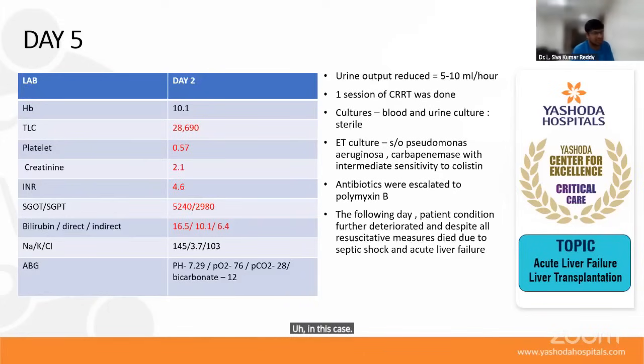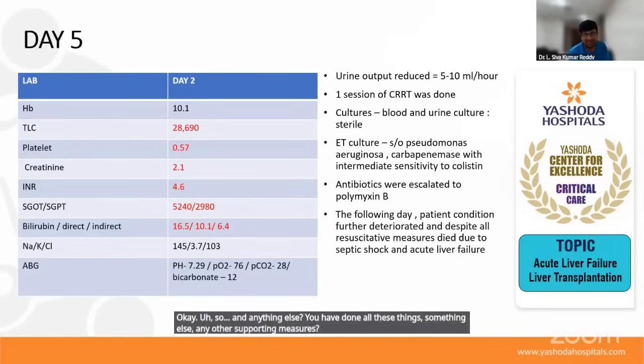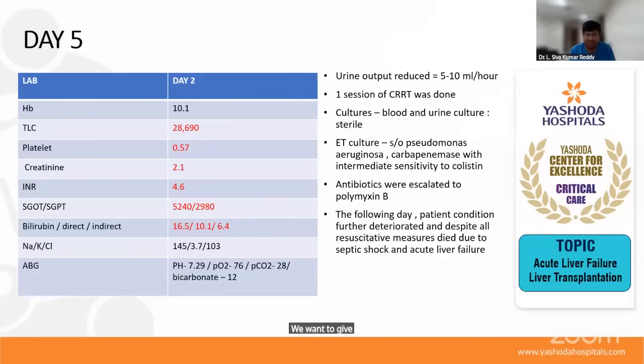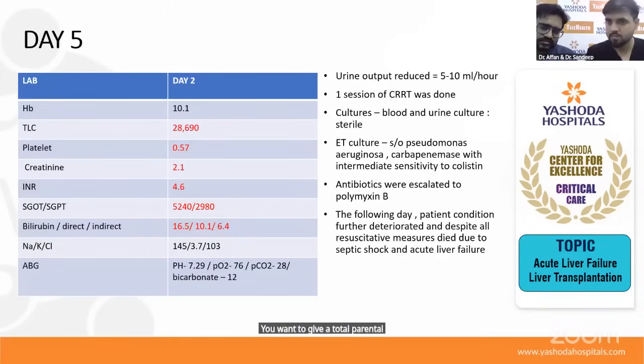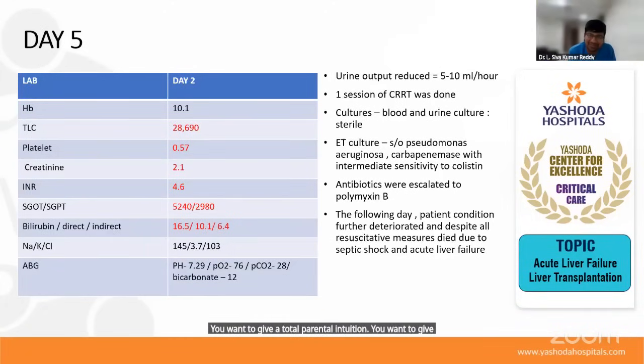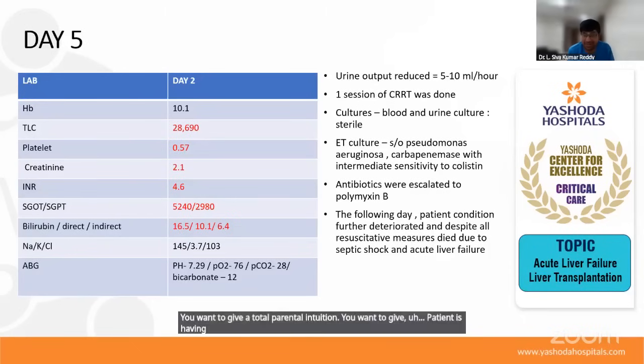Okay. And anything else? You have done all these things, is there any other supportive measure you want to give? Normally for regular ICU patients, you would give, right? Nutritional support. Yes. Okay. What sort of nutritional support do you want to give? Do you want to give total parenteral nutrition? The patient is having hypoglycemia, right? So do you want to give anything like that?